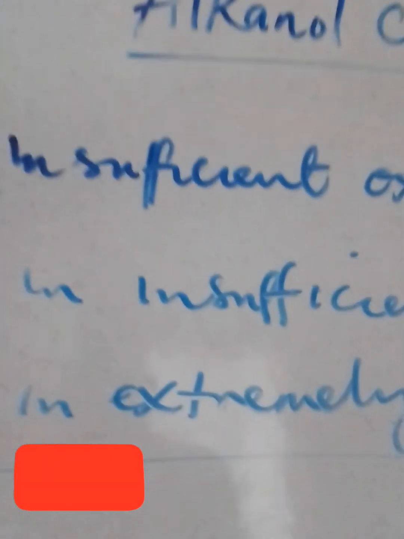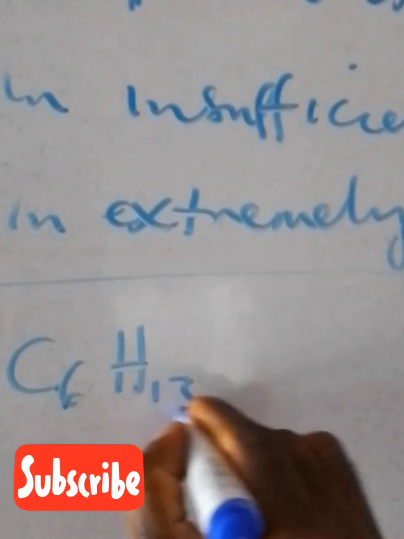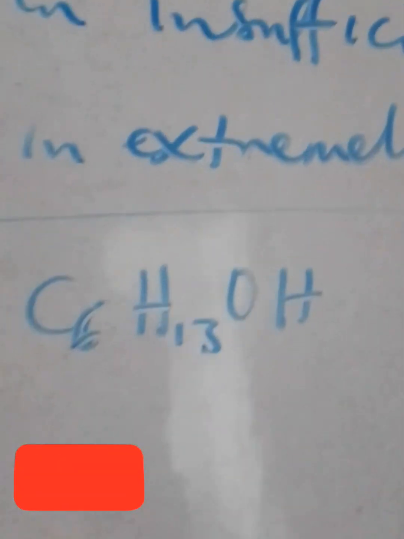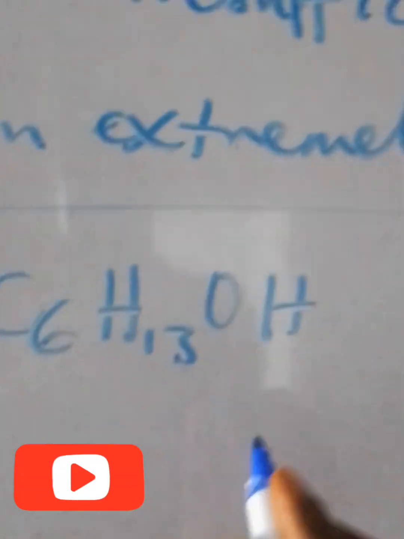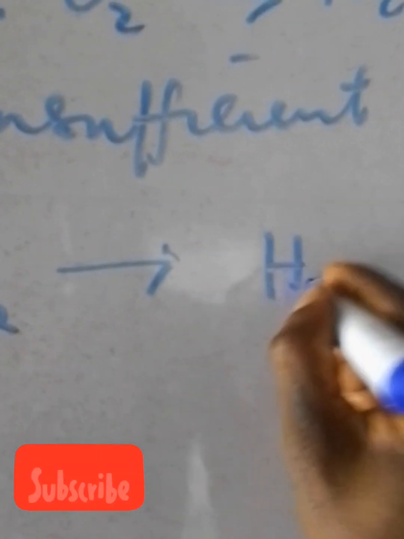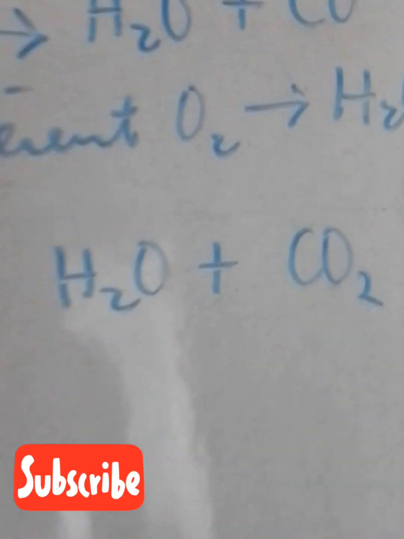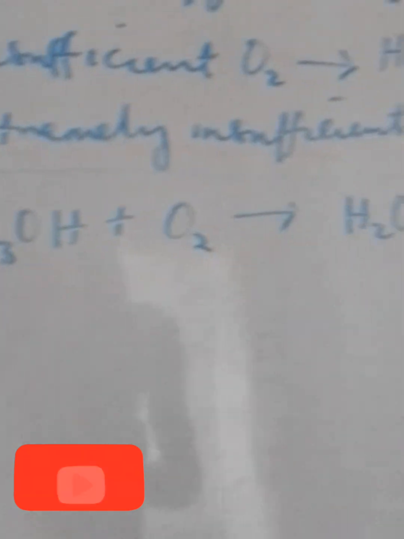So let's represent this using hexanol. Hexanol is C6H13OH. When it burns in oxygen, we have water and carbon dioxide. That is hexanol combustion.